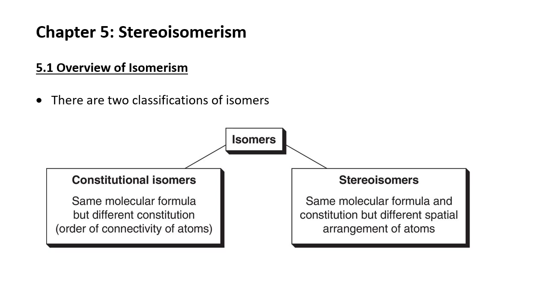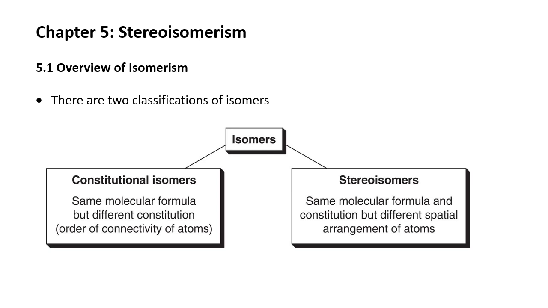Hello everyone. This set of notes will cover part 1 of the chapter 5 material. We're going to start with section 5.1 and end with section 5.3 in this section. Section 5.1 is just a brief overview of isomerism.